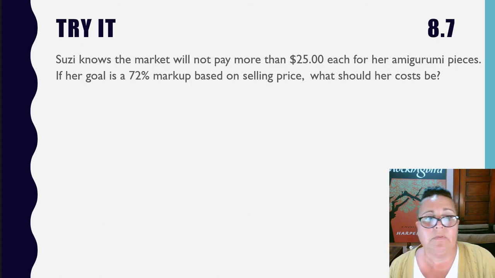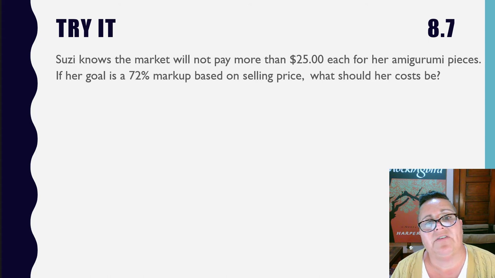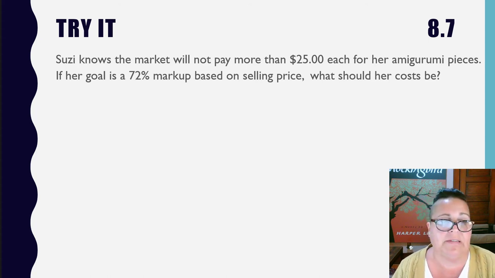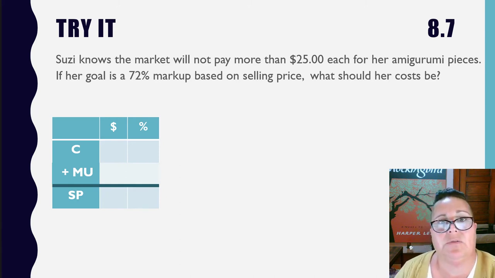Now, to use this, Susie knows the market will not pay more than $25 each for her amigurumi pieces. If her goal is a 72% markup based on her selling price, what should her costs be? So as usual, I can use the table or the chart if I'm comfortable and familiar with it. I just need to remember that the 100% goes where? If she wants a markup based on selling price, the 100 has to go where the selling price is.